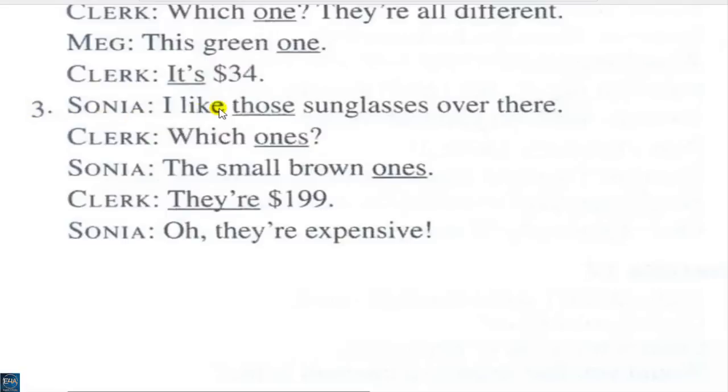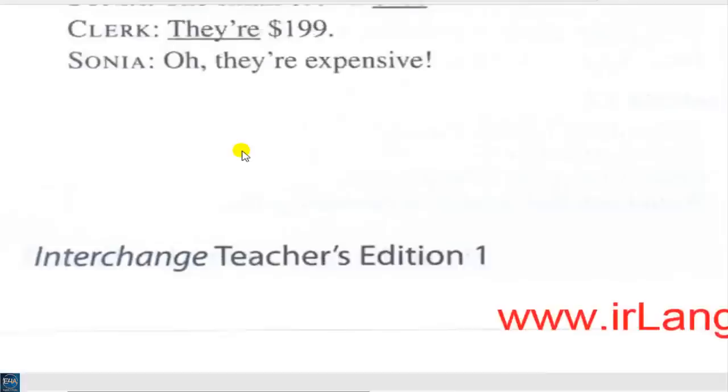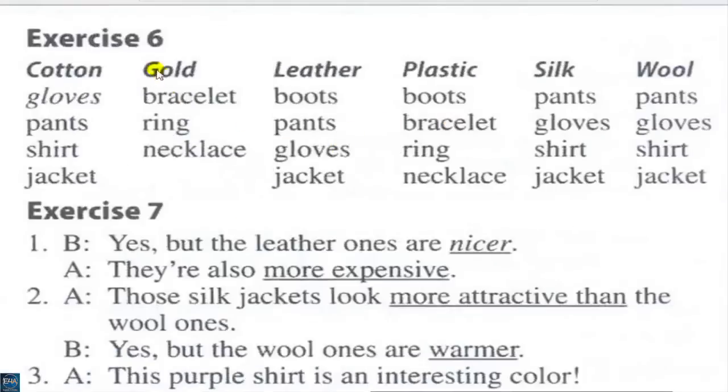Exercise 3. I like the sunglasses over there. Which ones? The small brown ones. They're $199. Oh, they're expensive. So number 3 answers: those, ones, there.